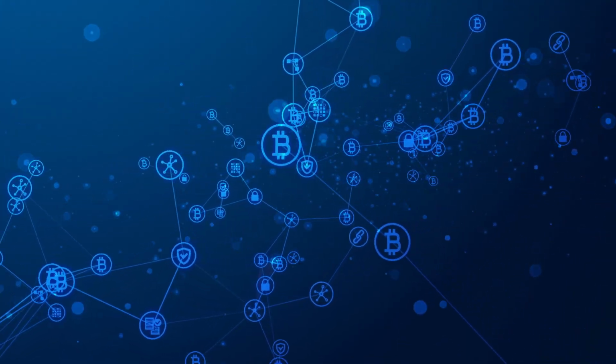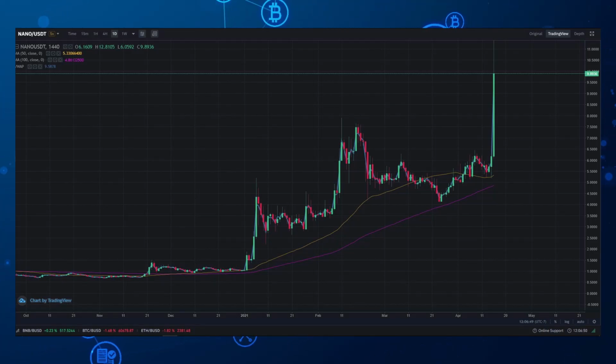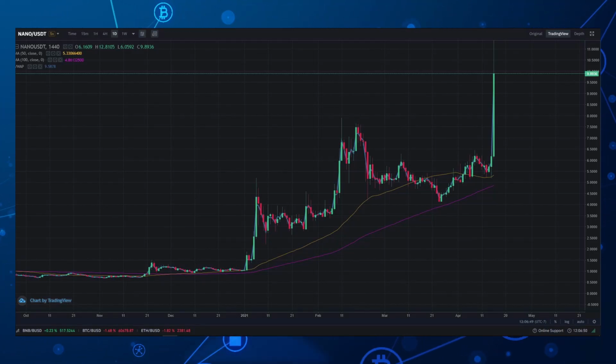Today's high was $12.81, and today's low is $5.67. That's an increase of 55.7% in the last 24 hours.